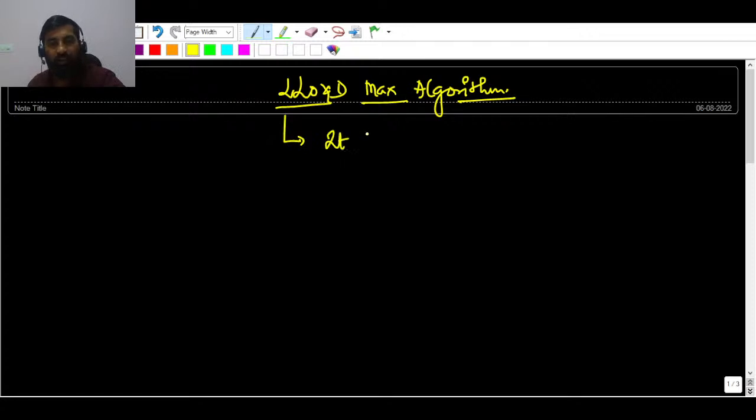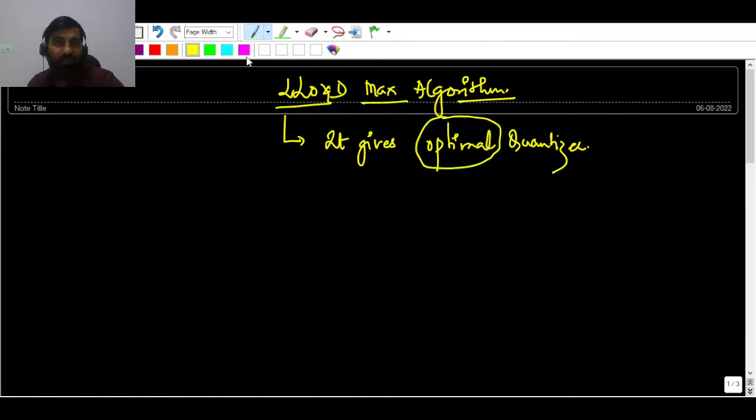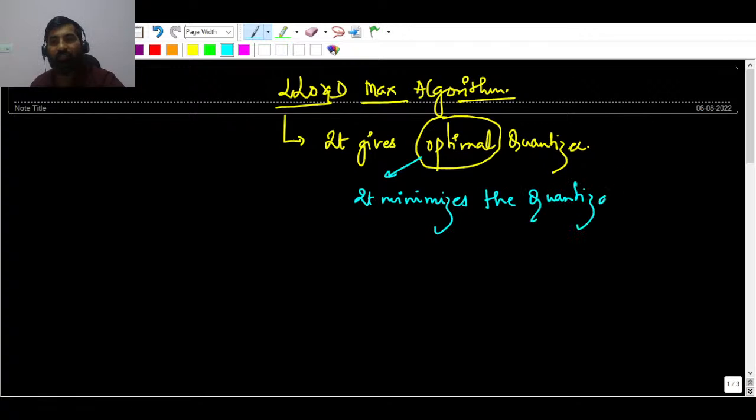So this basically helps you. It gives optimal quantizer. What does it give? It gives optimal quantizer. And what does it mean? What is the meaning of optimal here? Optimal meaning here is that it minimizes quantization error.